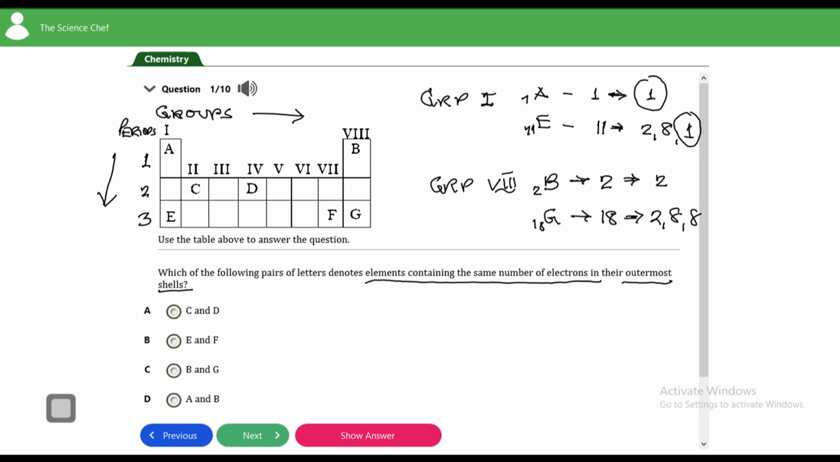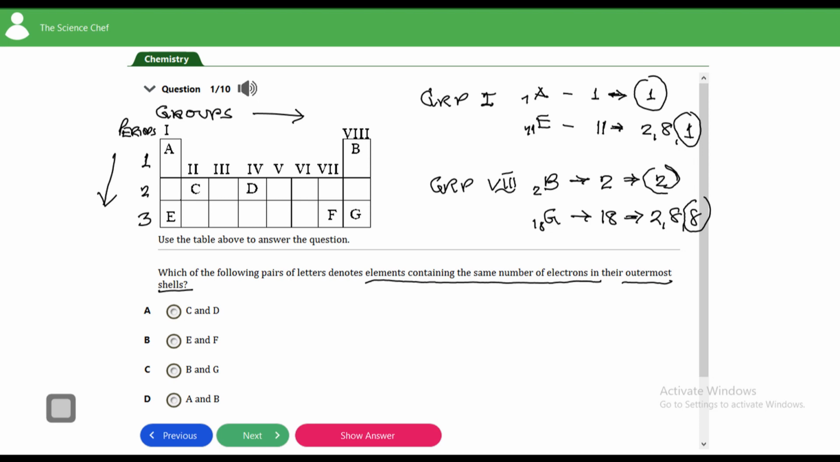Good. But coming to group 8, B has only 1 shell, right? And it has 2 electrons in its outermost shell, while G has 3 shells but has 8 electrons in the outermost shell. So from here we can see that it is the elements in group 1, that's A and E, that have the same number of electrons in the outermost shell.